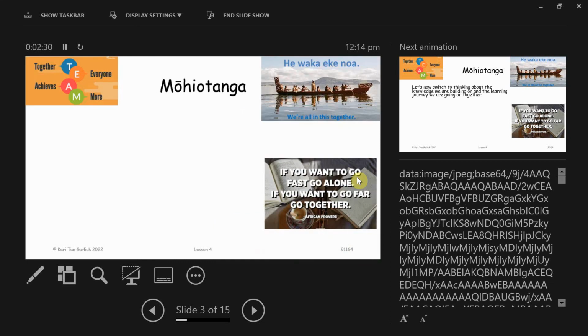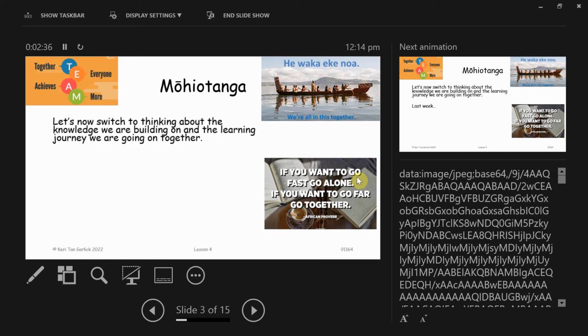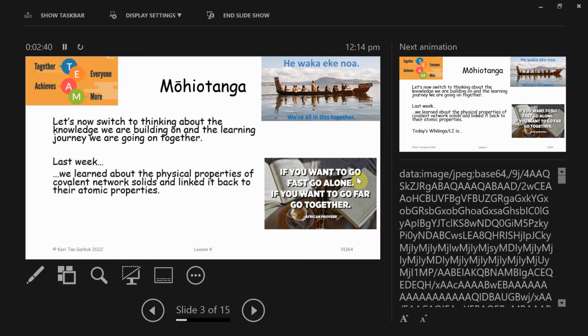All right. Cool. Let us switch gears. And with that switching of gears, we're thinking about our learning journey and what we are doing. So, in order to do that, we need to first think about what we were doing last week and how it's going to continue to build. So last week, we were looking at covalent networks. We were thinking about their physical properties. And then, like always with these types of solid questions, we are going back to the atomic structure. We're thinking about the particles, and we're thinking about the bonds that are there.